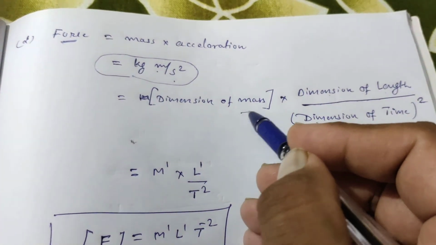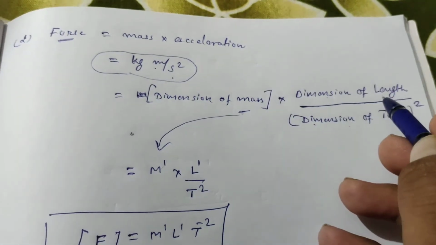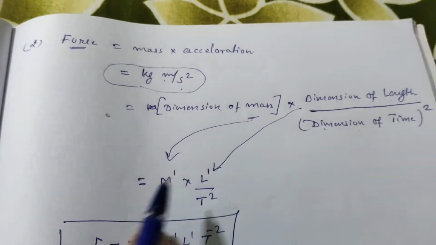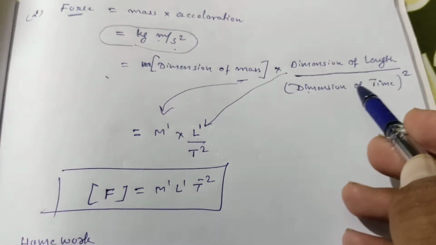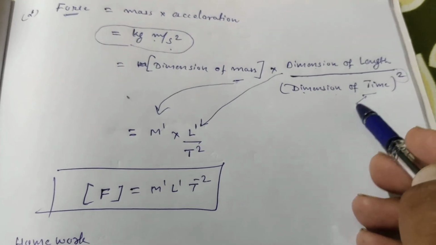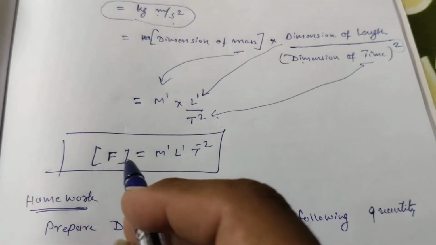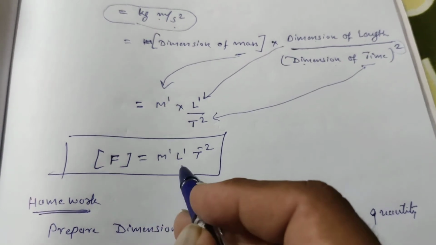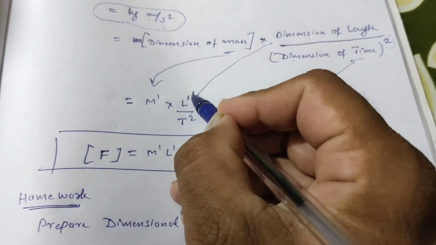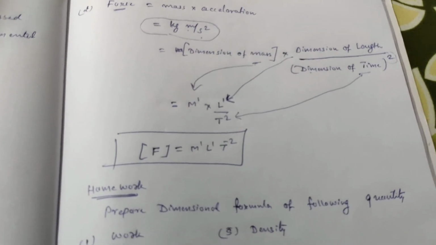Dimension of mass means mass is present. Mass is present means here we are writing M raised to 1. Dimension of length means length is also present over here, so here we are writing L raised to 1. Only a single quantity is present. And dimension of time, but over here it is present 2 times, means square. So over here we are writing T square. Just rearrange the terms. So over here for force we have M raised to 1, L raised to 1, and T raised to minus 2. Hope you understand how to prepare the dimensional formula of any physical quantity.